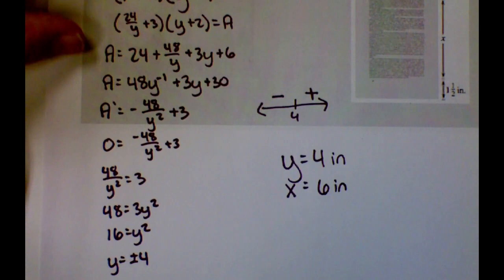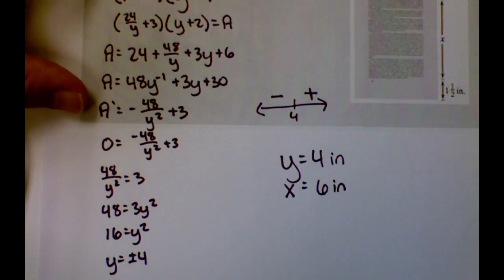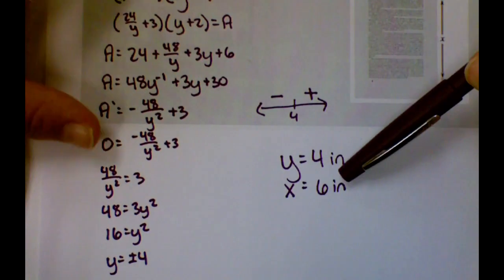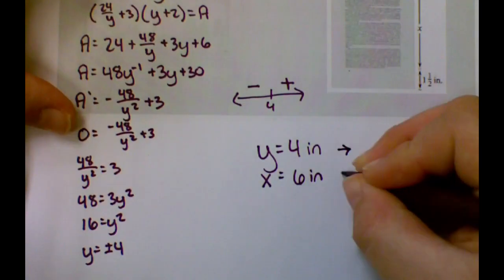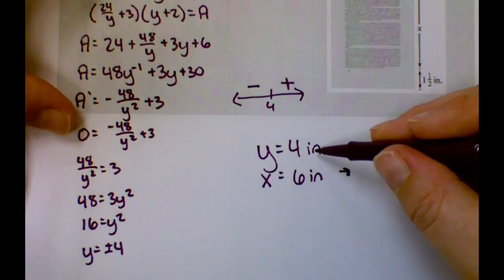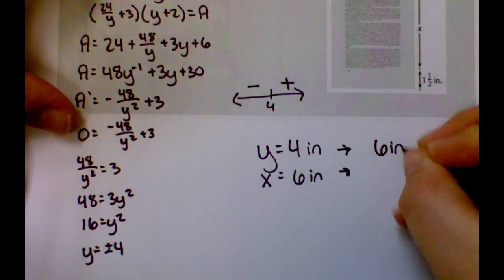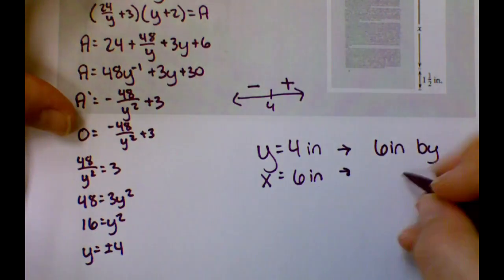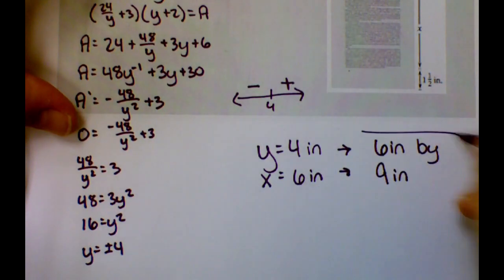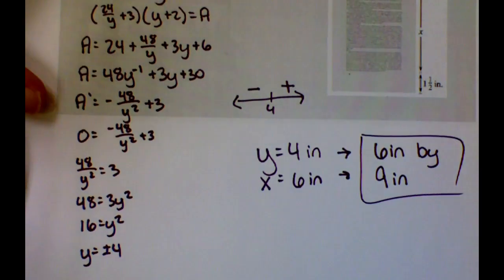The question asks for the dimensions of the page. This is the dimensions of the printed part. The dimensions of the actual page are going to be y plus 2, so 6 inches, and x plus 3, so 9 inches. The whole page is going to be 6 inches by 9 inches.